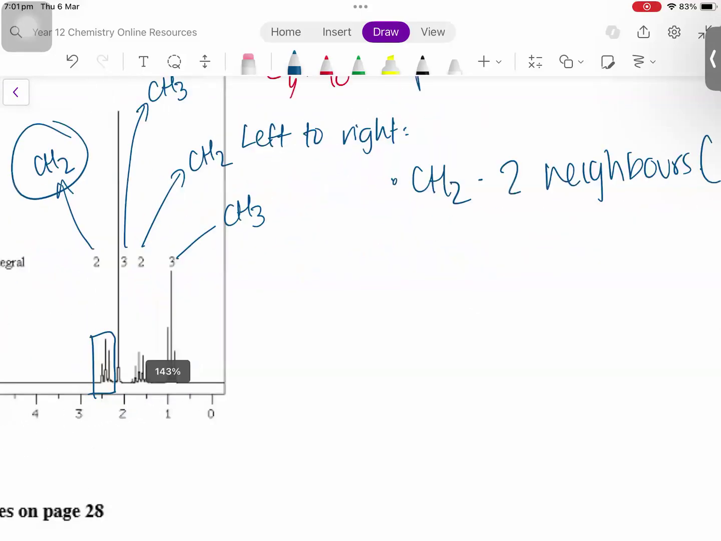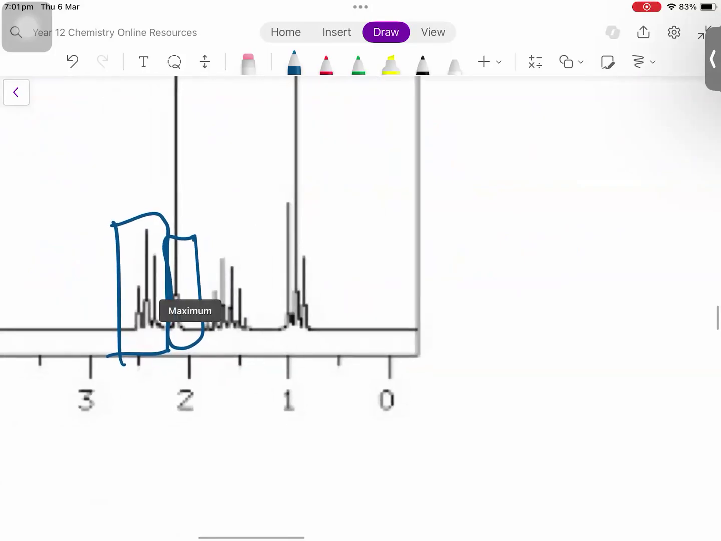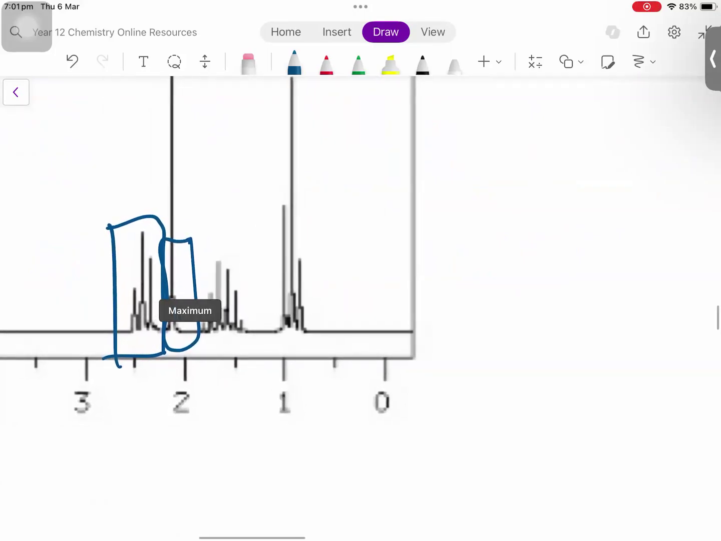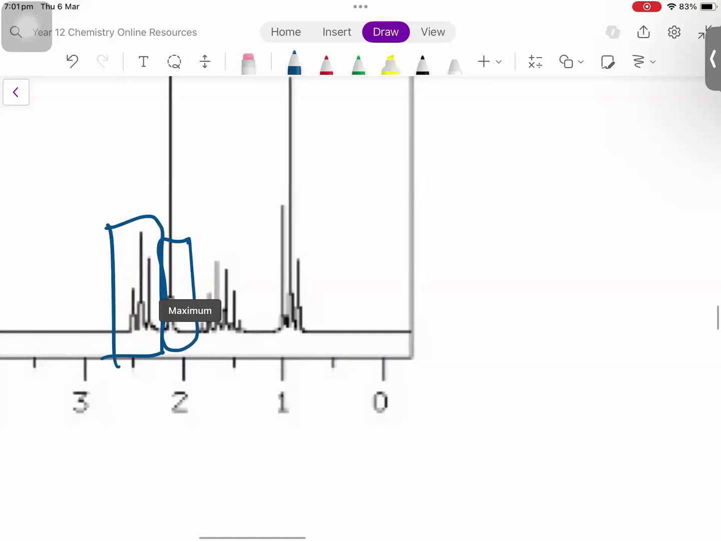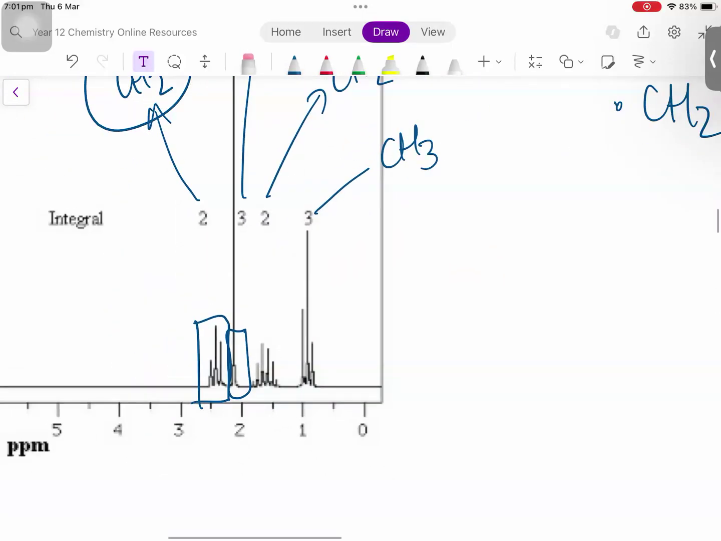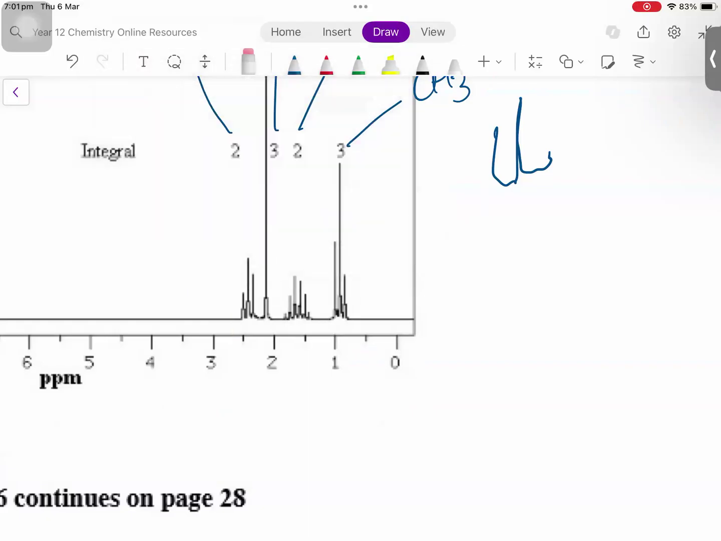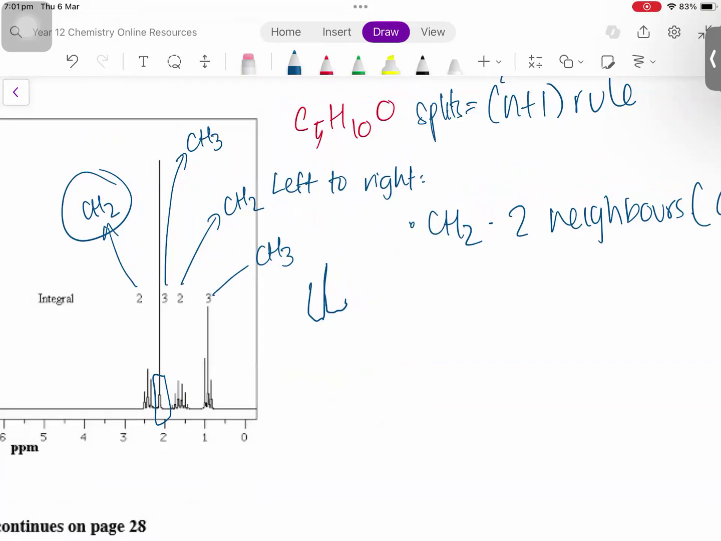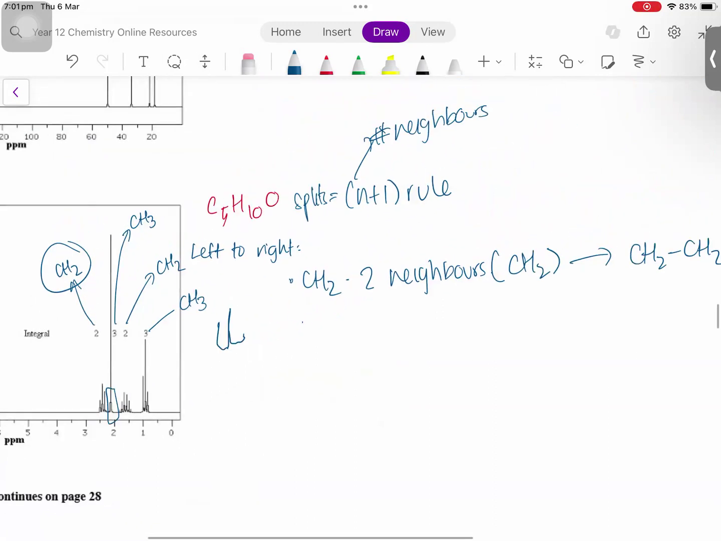Your next one is a CH3. What's it split into? Right, good. Remember, you want it to go back down and back up, yeah? So if it just branches down, then that's not a splitting. So have a look. For this one, it doesn't go down and then back up. It's literally just one up, yeah? So that's going to be just a singlet, which means it's got no neighbors. So that's a CH3 with no neighbors.